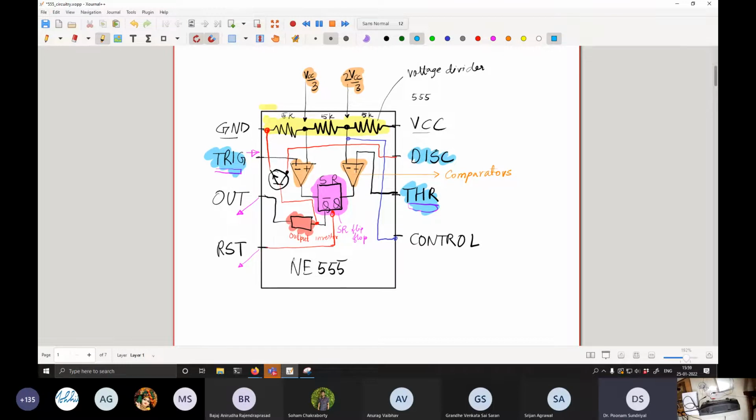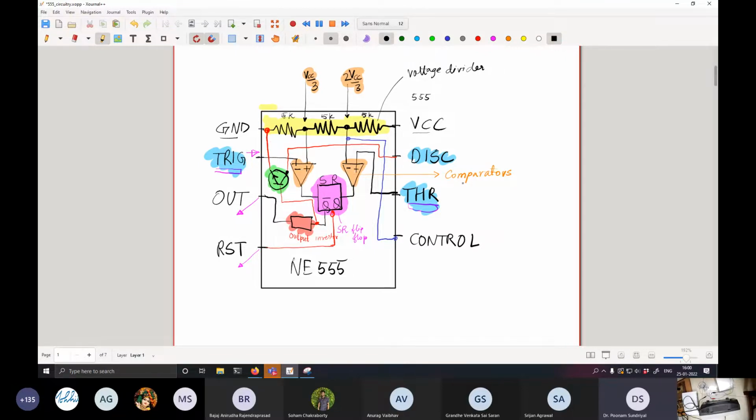For now, all you need to know is the output of the flip-flop is connected to the base of an internal transistor. If the transistor remains off, the discharge pin and ground are not connected. However, if the base of the transistor is on, then the discharge pin and the ground pin become shorted, and whatever is connected to the discharge pin can discharge via this discharging transistor to ground.